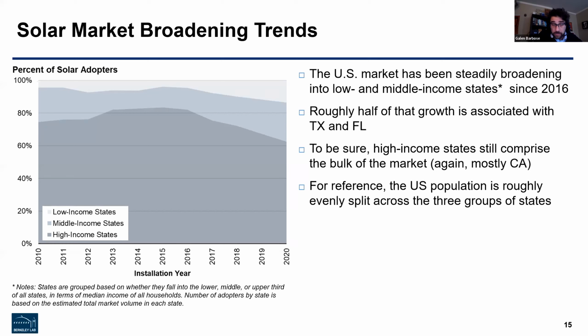To be sure, high income states still represent the bulk of the market, about 60% in 2020. Two-thirds of that, of course, is California. And just for reference, the US as a whole is roughly distributed evenly across these three groupings in terms of population levels. So if solar adoption were happening equitably, in proportion to the general population, these three groups would each represent one-third, in contrast to the distribution that you see here.